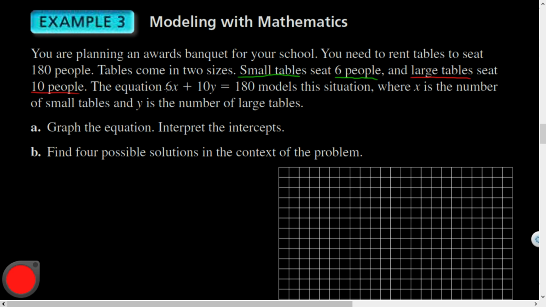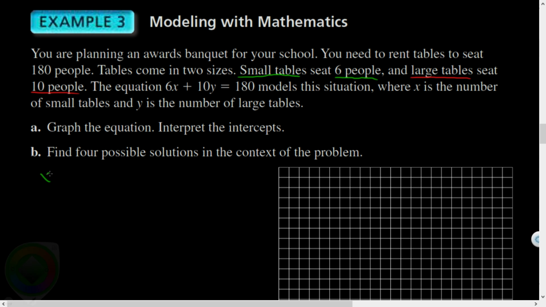So the equation 6x plus 10y equals 180 models this situation. Now in the future, you'll have to write that equation yourself. Here they were super generous, they gave it to you. But I want to point out, x is the number of small tables, so 6 times x is the number of people that can be seated using those small tables. Y is the number of large tables, so 10 times y is the number of people that can be seated using those large tables. And adding those 2 things together equals the total number of people that I need to seat.